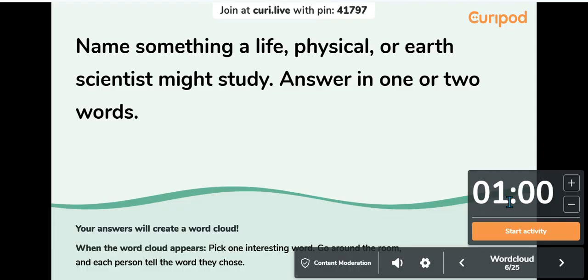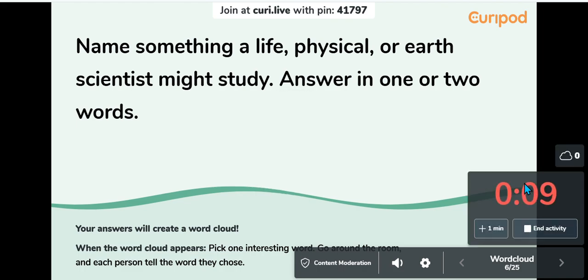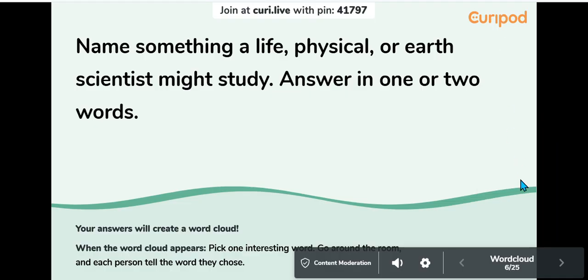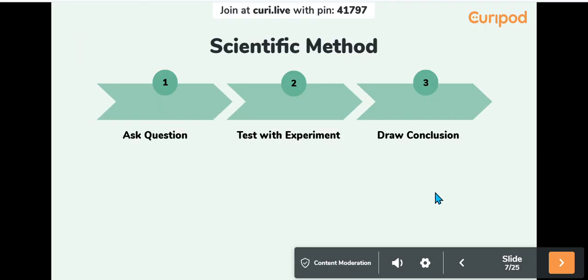So name something a physical or earth scientist might study. Answer in 1 or 2 words. So I'm just going to give you like 10 seconds to do that because that's all you would need. Alright, time's up. Alright, so now we're going to move on to the scientific method. The scientific method is basically when you ask questions, test with an experiment, and draw a conclusion.